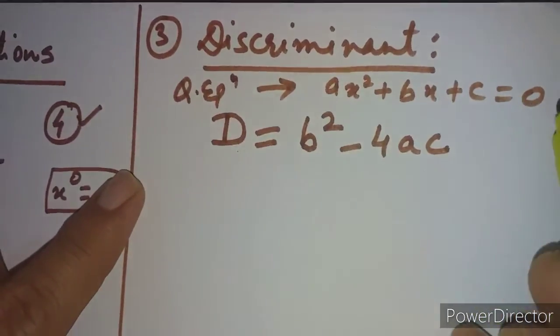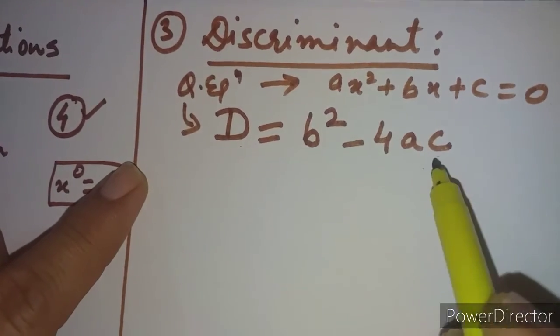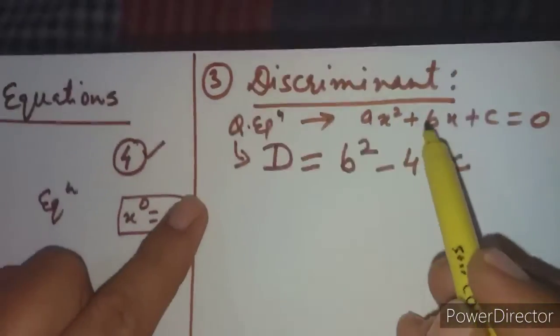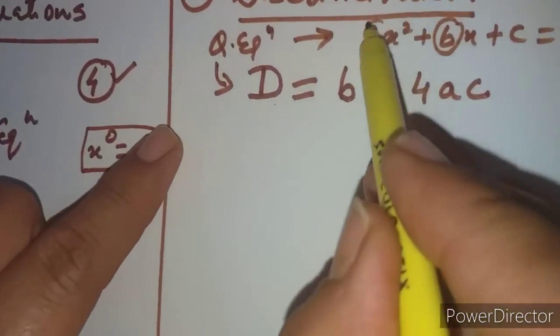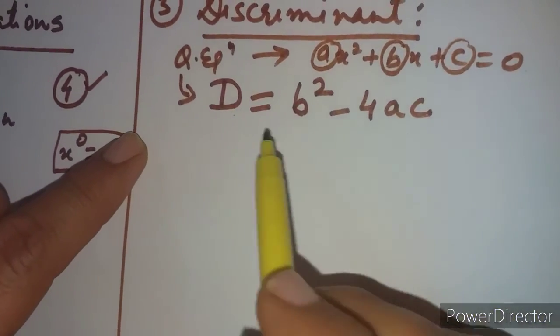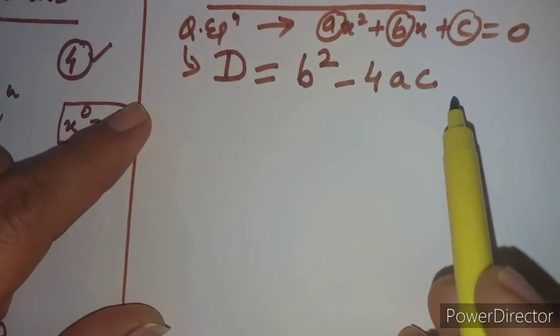If this is the quadratic equation, then for that the value of D will be b square minus 4ac. What are a, b, c here? b is this value, a is this value, and c is this value. So very clearly please remember this formula. Value of discriminant is b square minus 4ac.